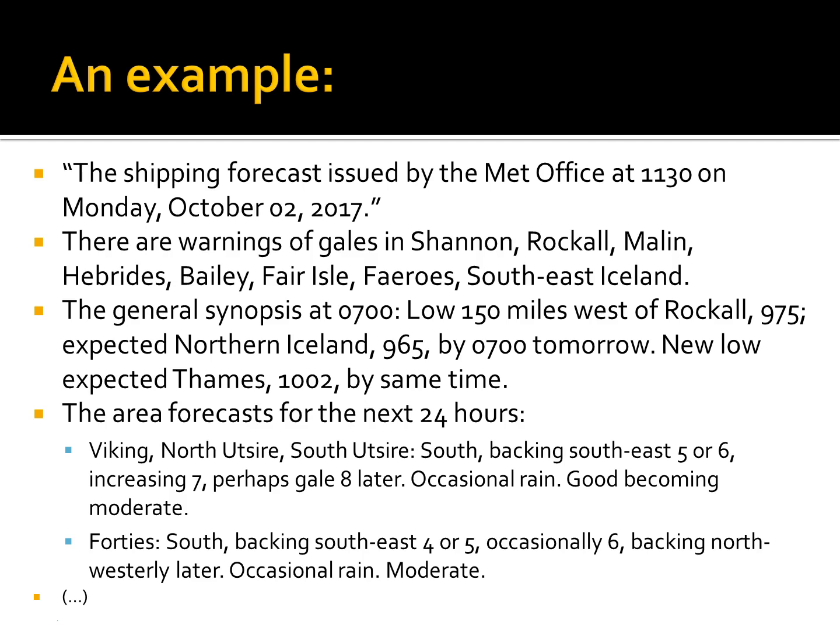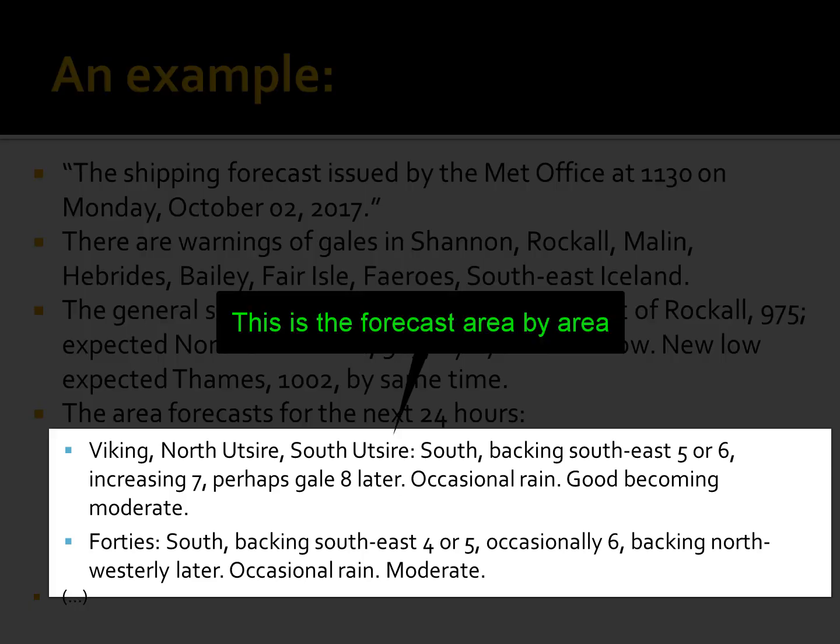The area forecast for the next 24 hours. Viking, North Utsire, South Utsire, south backing southeast, 5 or 6, increasing 7, perhaps gale 8 later. Occasional rain, good, becoming moderate. Forties, south backing southeast, 4 or 5, occasionally 6, backing northwesterly later. Occasional rain, moderate.